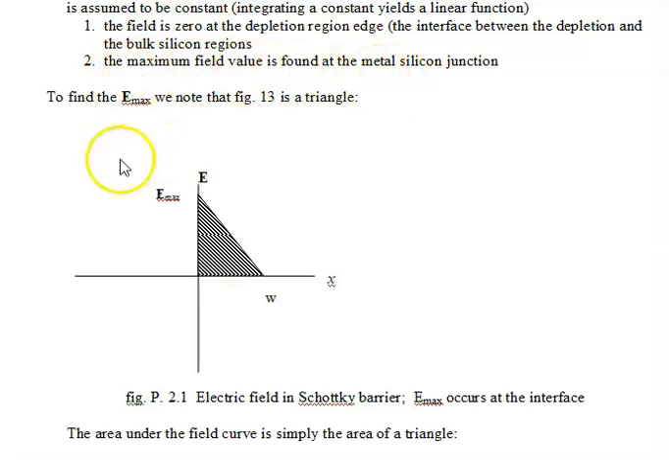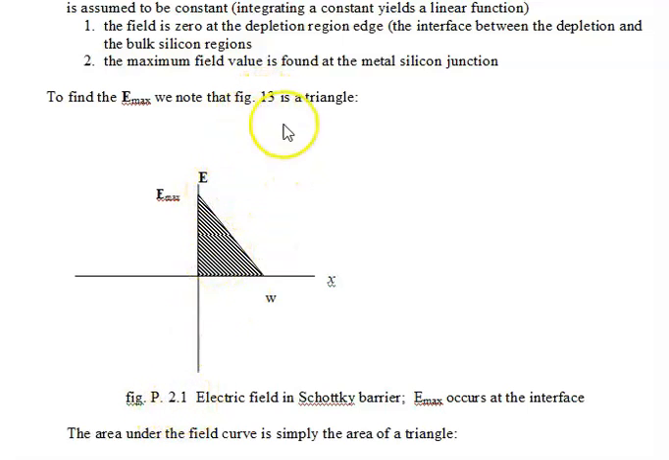And the maximum value, as we said, occurs right at the metallurgical junction. That also will be true for p-n junctions. I'm sort of trying to, through the back door, introduce a little bit of the p-n junction, because that will be our next topic.